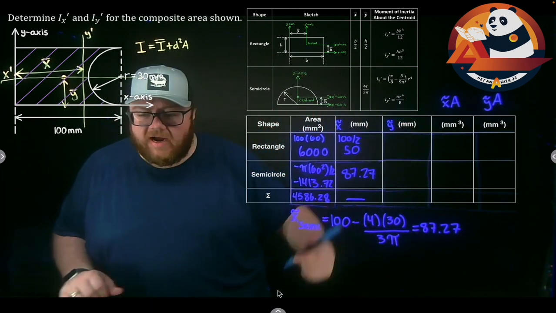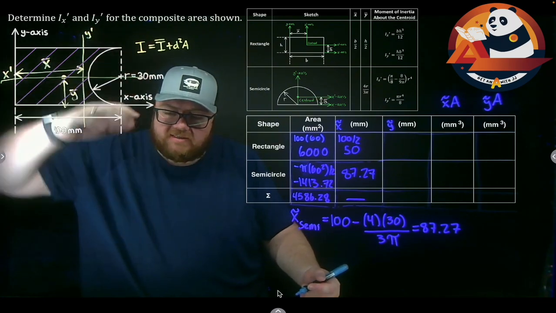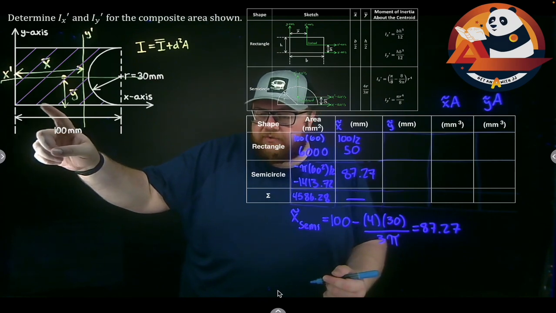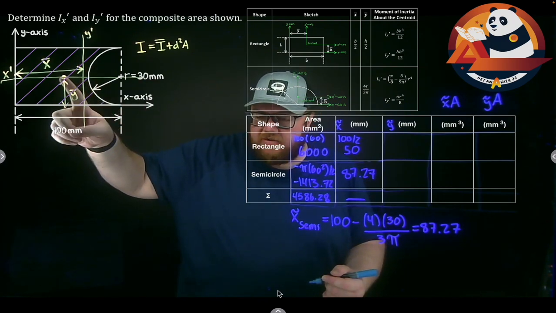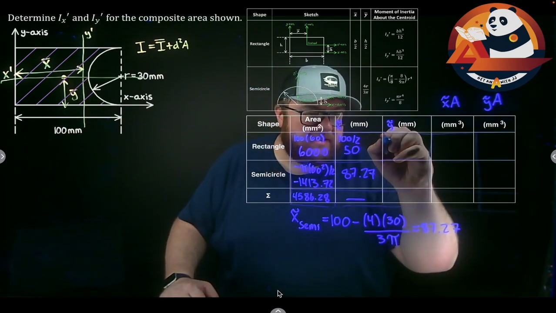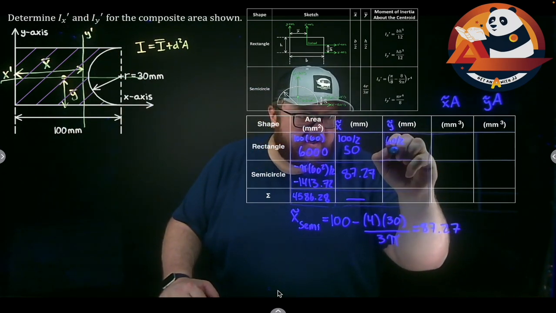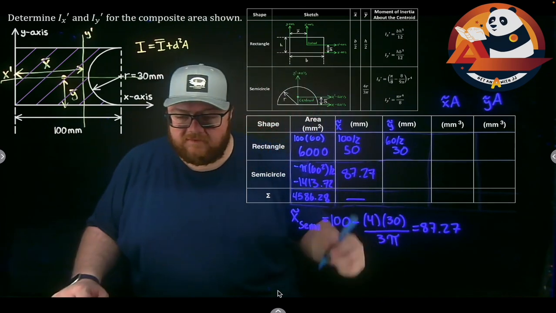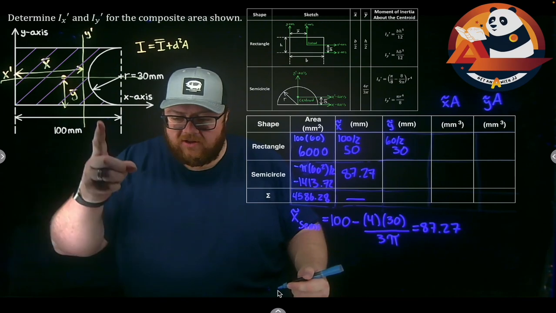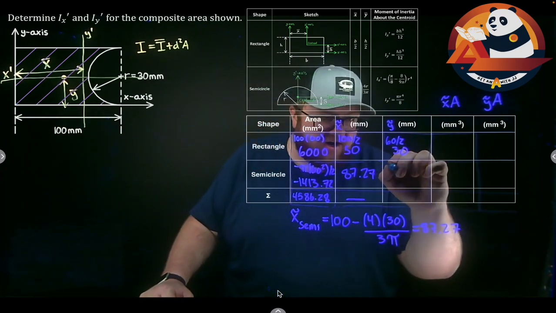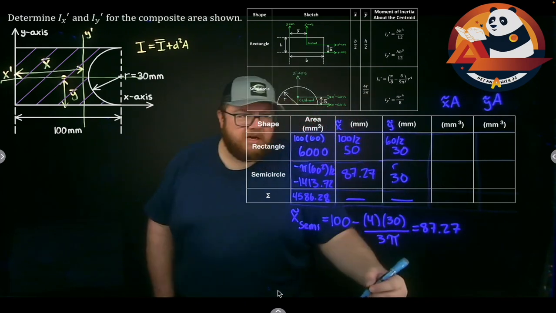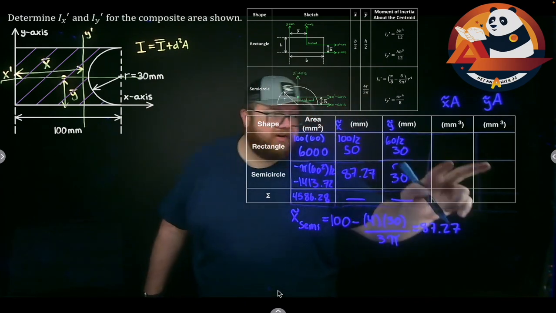My next ones are y tildes. So I'm measuring from the x-axis coming up, same direction as y bar. So in the y direction, to get from the x-axis to the centroid of shape 1, I'm just going to go half the height, half of 60. 60 over 2 is 30. For my semicircle, I just need to get to the center of the semicircle, or that's just the radius in. This is R30. And I don't need to add that one up. Once I have those, I'm just multiplying columns together to finish this little bit up.